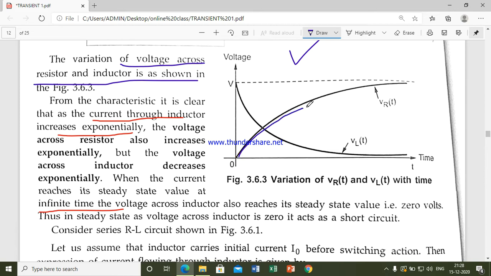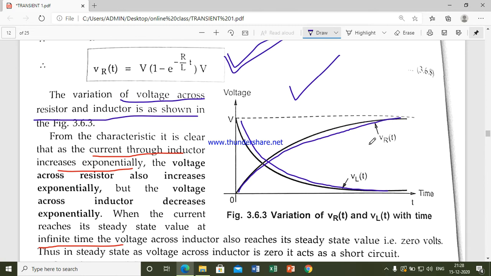This curve is the expression for VR of t. This other curve is the expression of voltage across the inductor. What happens to the voltage across the resistor initially at time t equal to 0? The voltage across the resistor is increasing with time, and at a particular time instant it reaches the maximum voltage. And for VL of t, you can see that at the start the voltage is maximum, but for infinite time VL of t approaches 0.